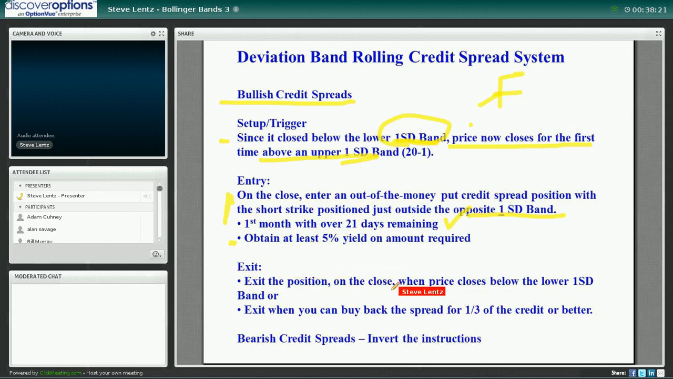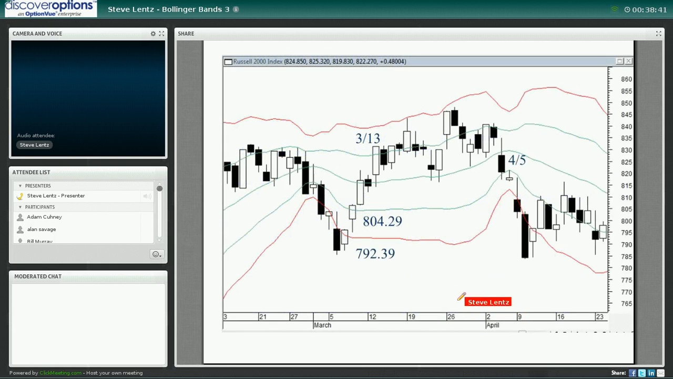How do we exit? When the market reverses and closes below the lower 1 standard deviation band, we're going to do the buying back at a third of the credit or better. Real simple. We're going to do that yield grab, and then we just invert this for the bearish credit spreads. So let me walk you through a few examples if I can.